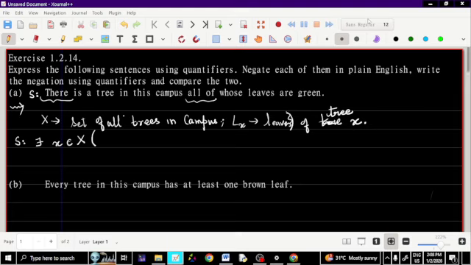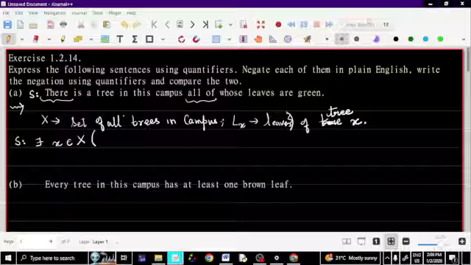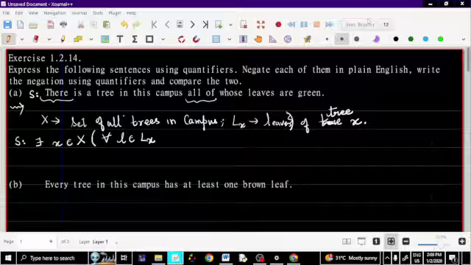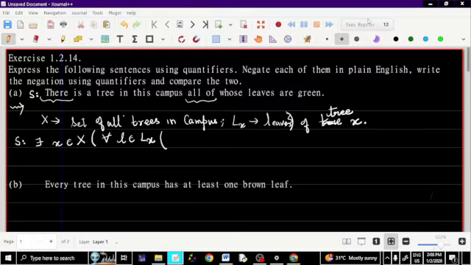So there exists x in X. That means there is a tree in the campus, all of whose leaves. For all, you can choose any other variable now here. For all l in Lx. That means all the leaves of this tree, such that l is green. This is the property now, l is green. So you can see existential and universal quantifiers.